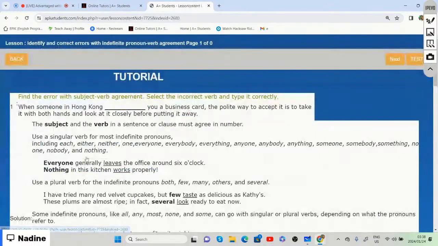Now we're going to identify and correct errors with indefinite pronoun verb agreement.